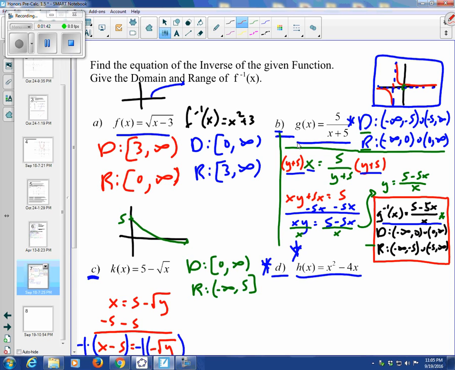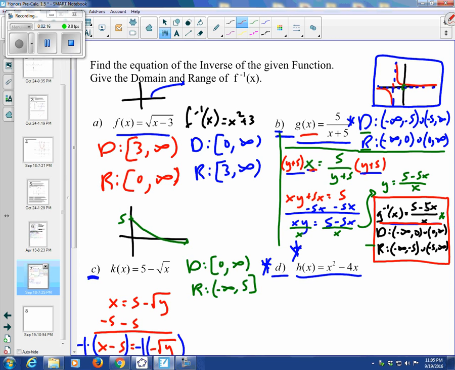So right here I combine two steps. I change g of x to y, and I switch my x and my y, so I've got x equals 5 over y plus 5. Right here we're solving for y, so I multiply y plus 5 on both sides. That's going to give me xy plus 5x equals 5. Then I isolate the y term by subtracting 5x on both sides and divide by x on both sides, and I get y equals 5 minus 5x over x as my inverse.